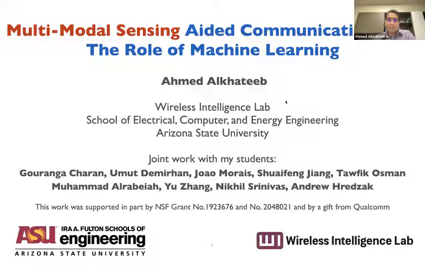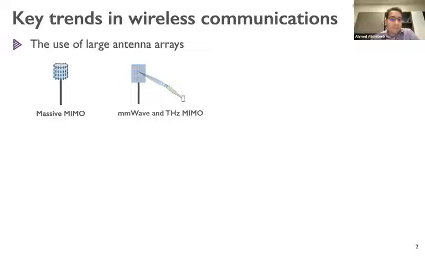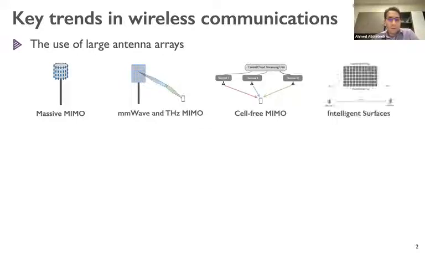Okay, so let's start with the motivation. If we look at the current communication system, there are a number of key trends. Two of them are the use of large antenna arrays. We continue increasing the number of antennas that we are deploying at the infrastructure and also at the different UE devices, both at low frequency massive MIMO or millimeter wave terahertz MIMO, cell-free massive MIMO, intelligent surfaces. So different sources, different ways of deploying large antenna arrays, and this will just continue to grow.